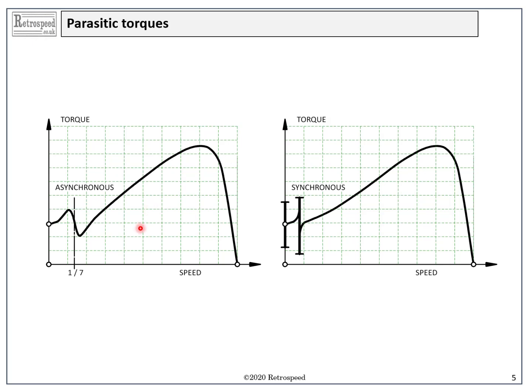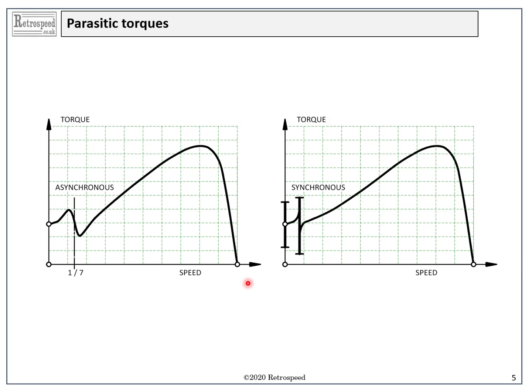Now, each one of these curves has an irregularity at a fairly low speed. The one on the left is called an asynchronous torque dip, while the one on the right is called a synchronous torque dip. I'm not sure if dip is the best term, but it's the term used by some venerable authors, and we'll use it here. Other terms which have been used include cusp and hook.